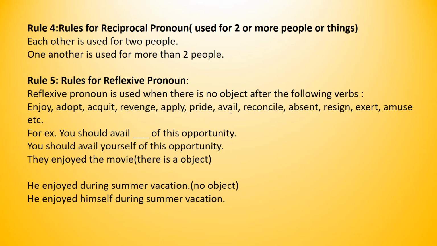While in another sentence, like they enjoyed the movie. What did they enjoy? They enjoyed the movie. So the object is movie here, so we will not use a reflexive pronoun. Let's see some more examples. Enjoyed during summer vacation. What did he enjoy? The answer is not given here, so there is no object. So we will have to add a reflexive pronoun here. He enjoyed himself during summer vacation.